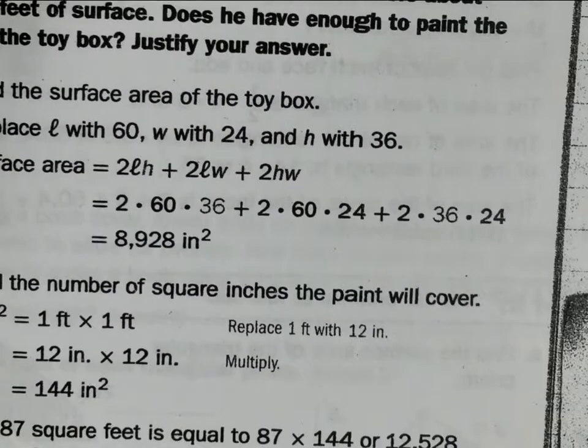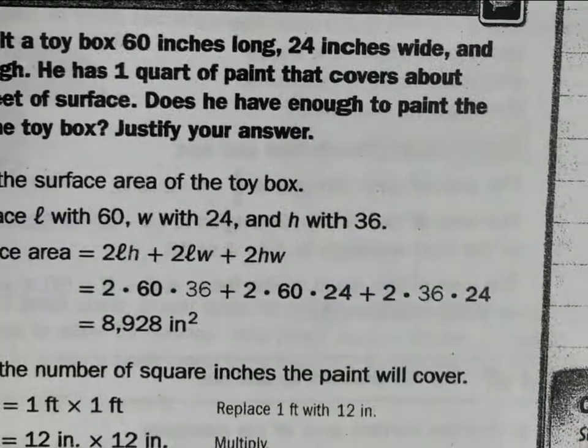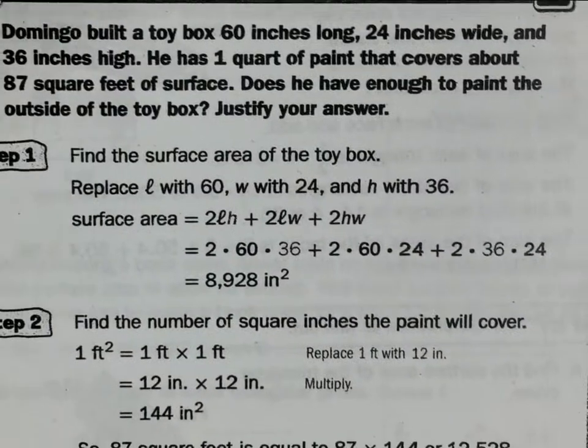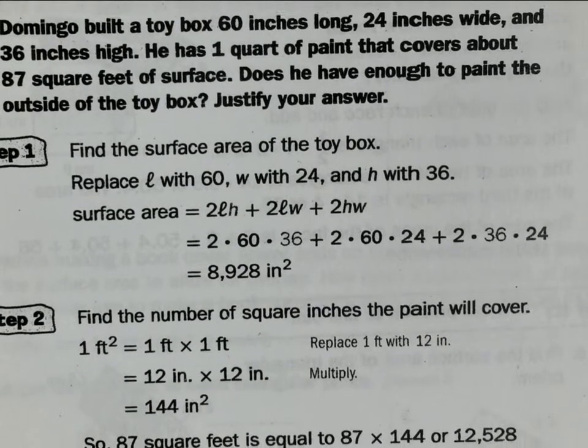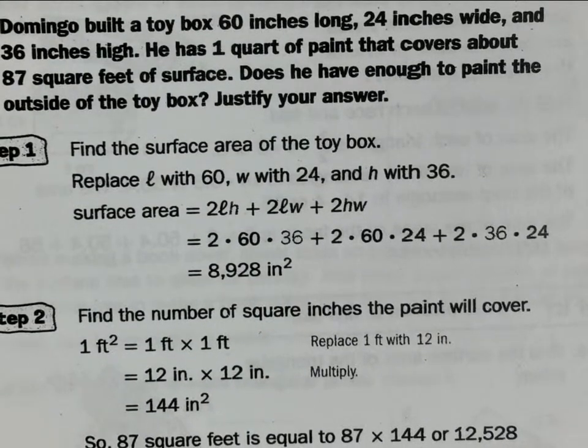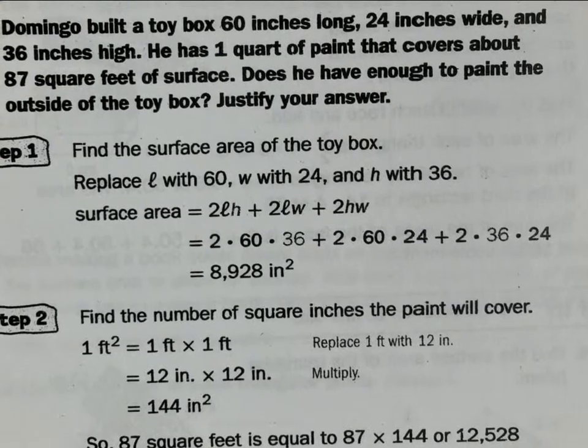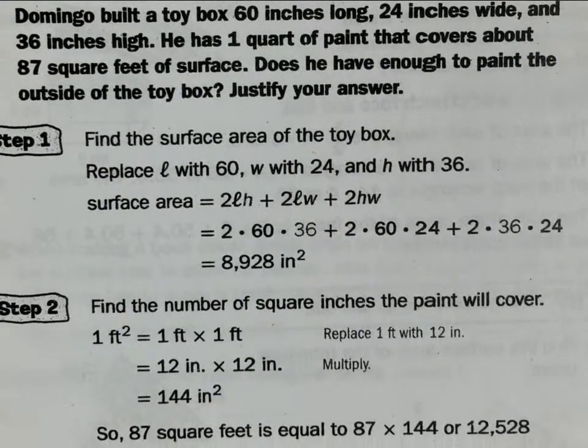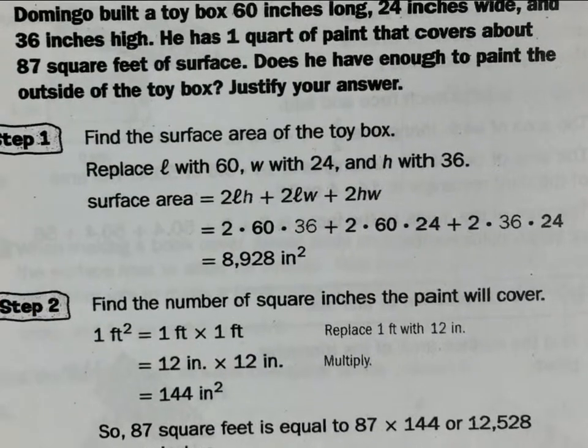Example number 2. We've got a toy box, and they give us the dimensions, and it tells us that Domingo bought 1 quart of paint, and that 1 quart is going to cover 87 square feet of surface. They want to know if he has enough paint or not. So I need to find the surface area of that toy box first. And then if it's greater than 87, am I going to have enough paint? No. But if it's less than 87, then I will have enough paint. Okay. So you can read that example if you need to.